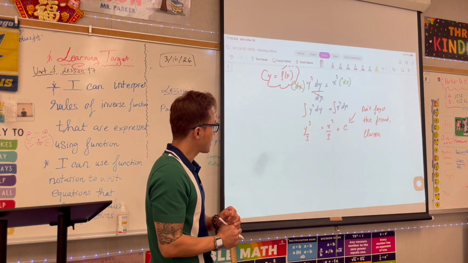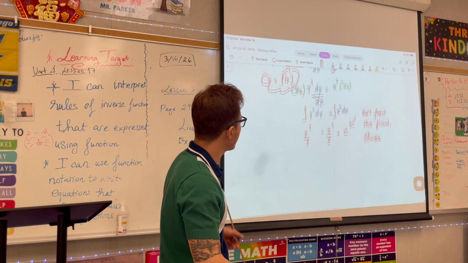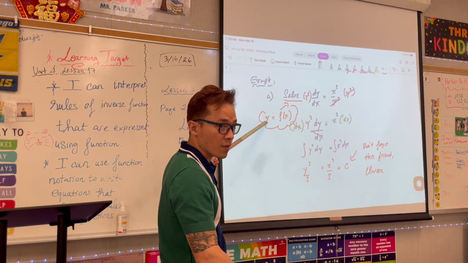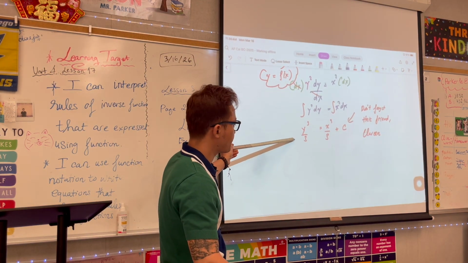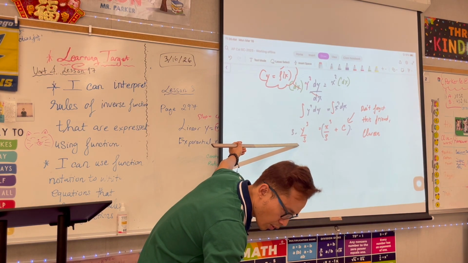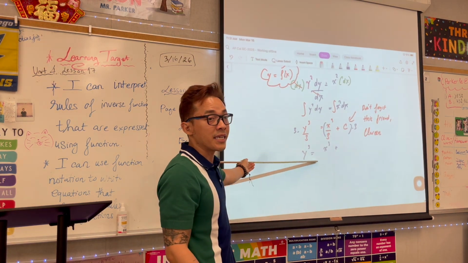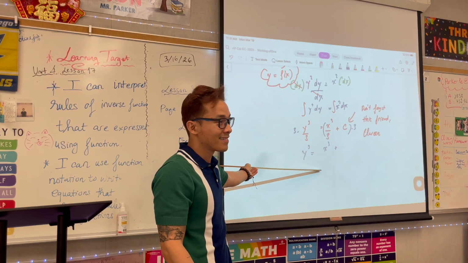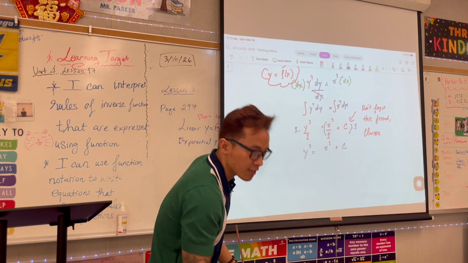But we're not finished yet, because we still need to get the y by itself. So how do I get y by itself? You multiply by 3. Very good. So y cubed equals x cubed plus C. Do I write 3C? No, just C, because it's just any number.